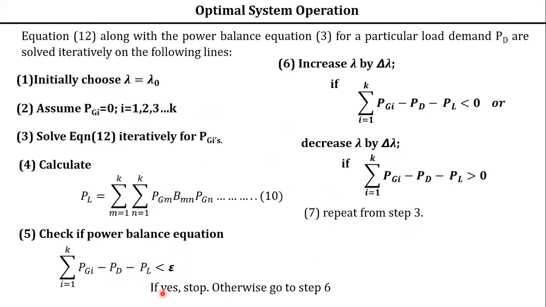If it is satisfied, then stop. Otherwise again increment if it is less than 0, or decrement lambda if it is greater than 0. Any one you have to satisfy. If it is less than 0, increment and come here, go to step 3 and repeat it. Or if it is greater than 0, decrease lambda, then again go back to step 3 and solve it. So this is the algorithm which is required for economic operation, including your losses.